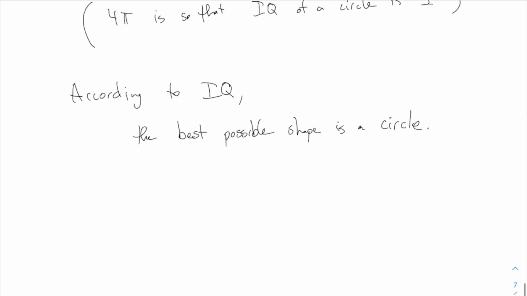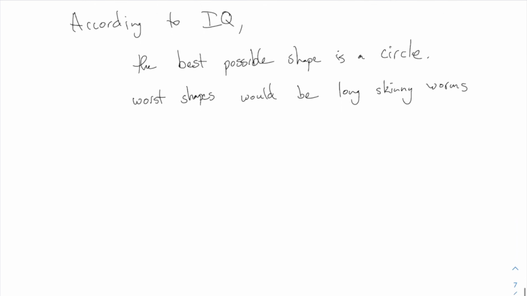But the worst possible shape, well, there is no single worst possible shape, but the worst shapes would be, I would say, something like long, skinny worms. There's nothing wrong with being tall and skinny, like me. Long, skinny worms like this.